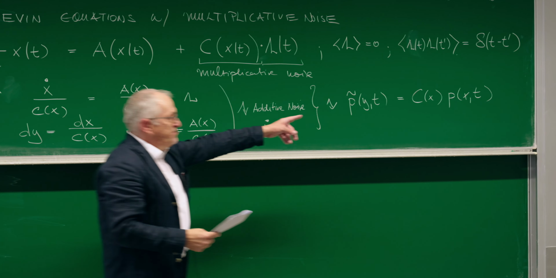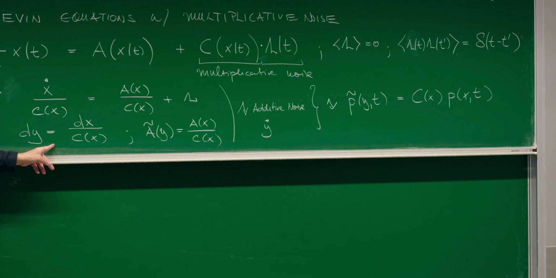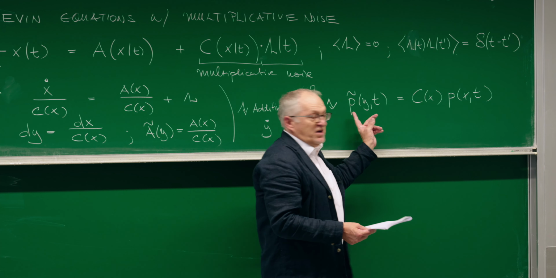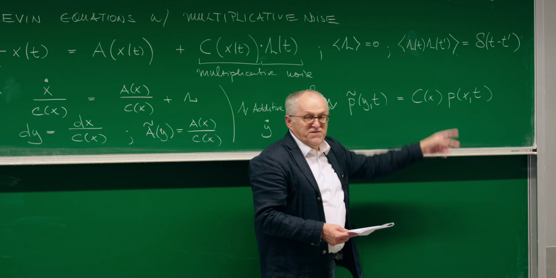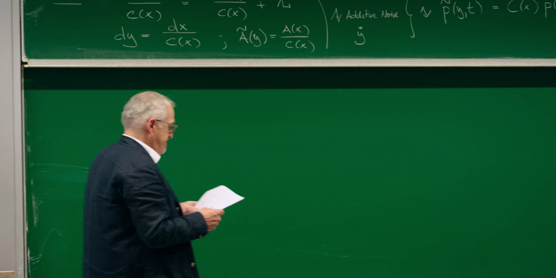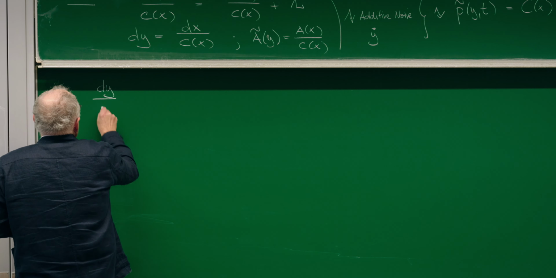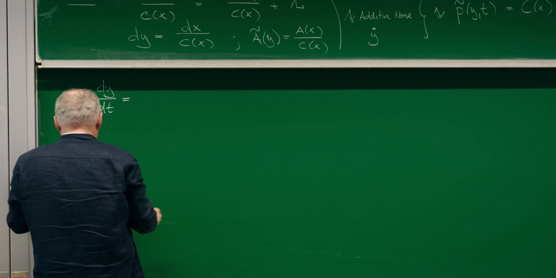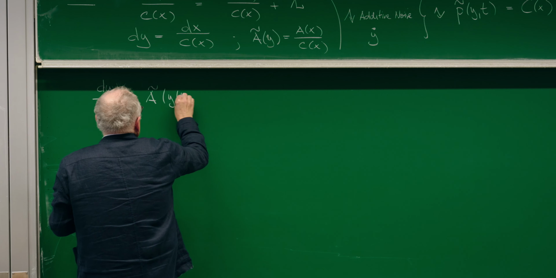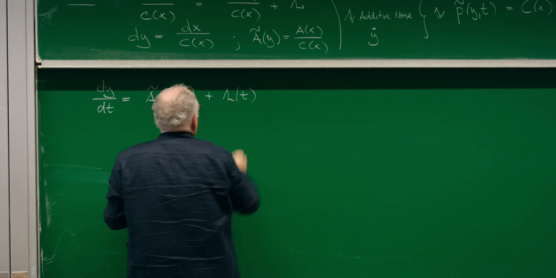And the c(x) appears here because I need to account for the Jacobian of the transformation, and I need the c(x) here such that p(y) is properly normalized if p(x) is normalized. And the Langevin equation, just to be explicit, for dy/dt is ã(y) plus λ(t).